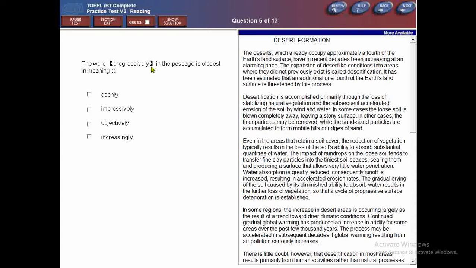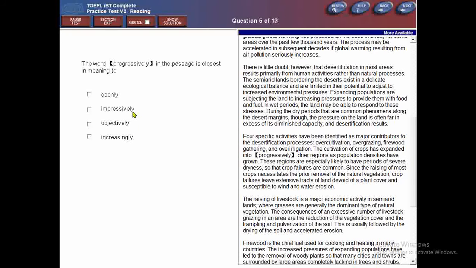The word progressively in the passage is closest in meaning to what? I think most of our students know this. Progress means advancing, so progressively may be advancing or something like that. So it will be increasingly, not openly, impressively or objectively. We can also check this in the sentence: the cultivation of crops has expanded into progressively drier regions as population densities have grown.